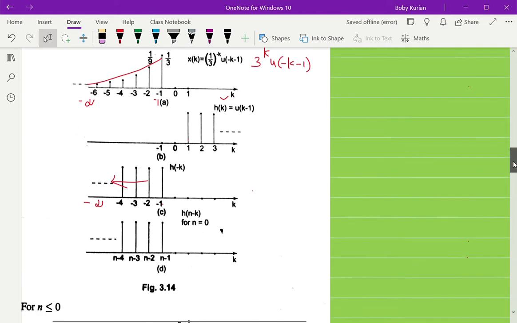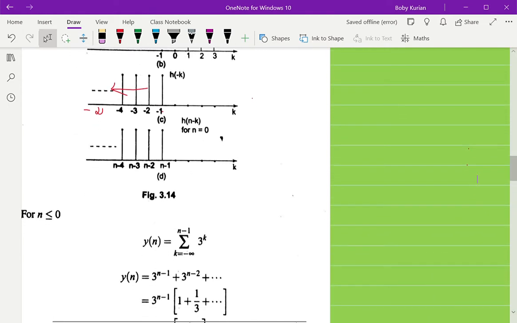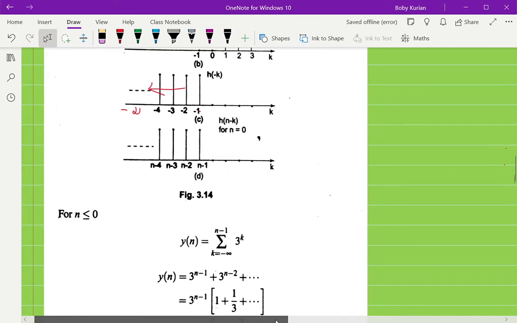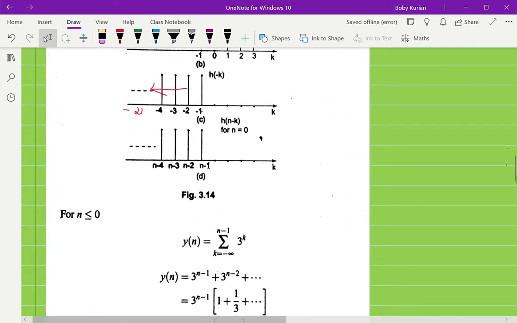And also, this is h of minus k, which will exist from minus infinity to minus 1. So now, depending on the value of n, h of minus k plus n, this h of k shifts to the right or to the left.